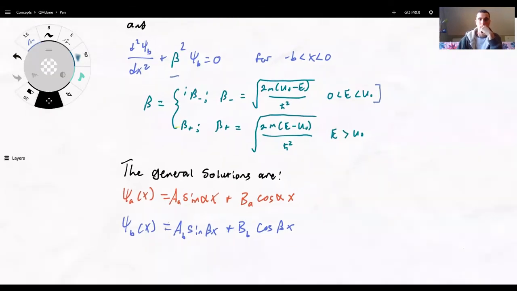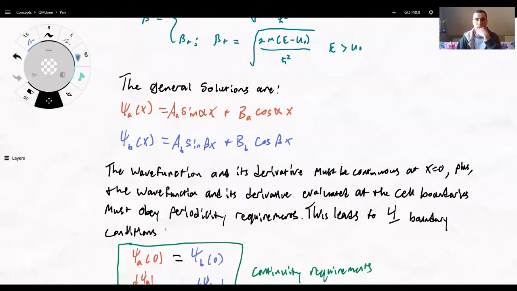So we're going to do a little bit more math that we're going to skip over, get the general solutions, which are psi of A. So this is no potential times x is equal to some constant, A sine alpha x plus B cosine alpha x. These should be familiar forms. B is going to look very much the same.